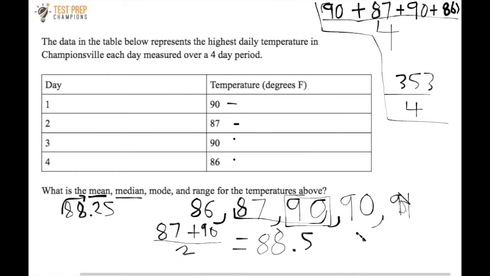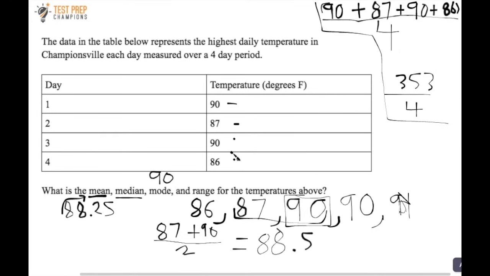Now, the mode is just the most occurring number. Here we see that we've got two 90s in our data set. All the other numbers, 87 and 86, only appear one time each. So the mode is simply going to be 90. For the mode, find the number that appears the most. We've got 90 that shows up twice. That is simply the mode.